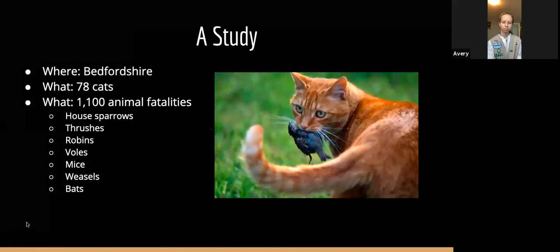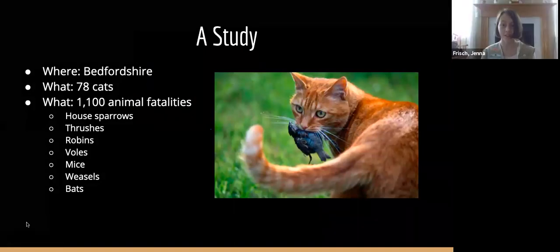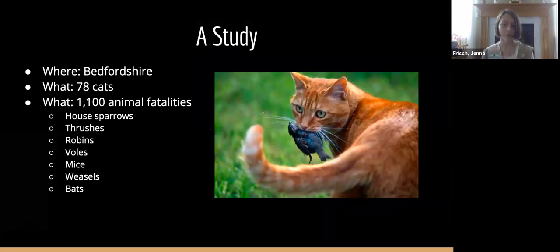First we're going to look at the statistics. A study was done in England that recorded how many dead things 78 cats brought home. They killed about 1,100 animals in 1 year, not including the things that they ate or buried.